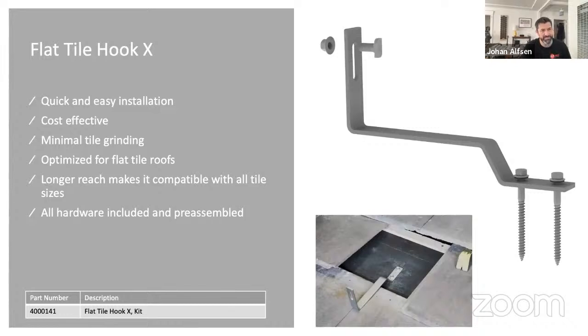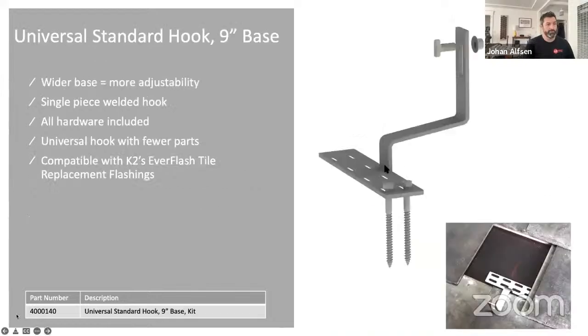This flat tile hook has a longer reach, a little bit of a taller stance on it as well. You could see them side by side here. This will give you a good option for where you are. If you're based in Colorado, you're going to want the standard flat tile hook. If you're in Arizona or Southern California, this flat tile hook X is the more common one. And again, these come with the lag screws and the T-bolt set.